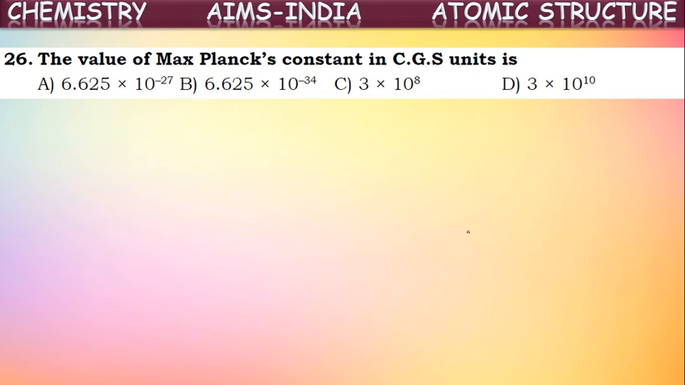So the value of Planck's constant they're asking. The value of Planck's constant is 6.625 into 10 to the power of minus 27 erg second, or 6.625 into 10 to the power of minus 34 joule second. So these two are the values of Planck's constant. But here they asked in CGS units. So in CGS units, Planck's constant value will be 6.625 into 10 to the power of minus 27 erg second. Where is it given? Yes, here.